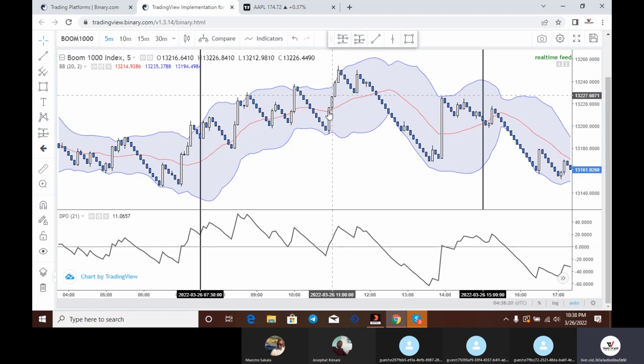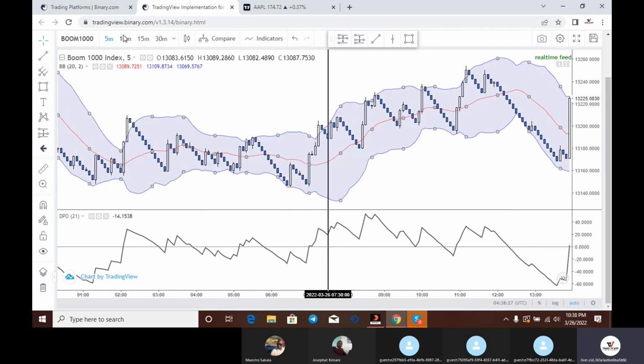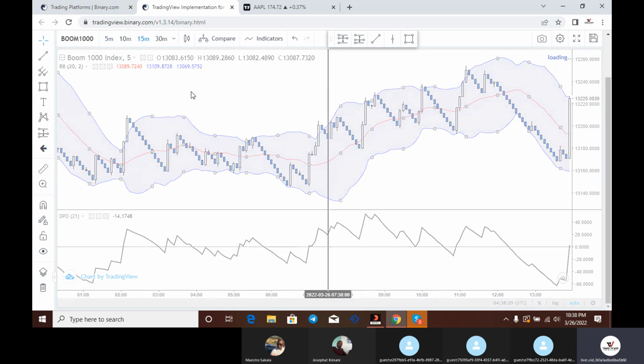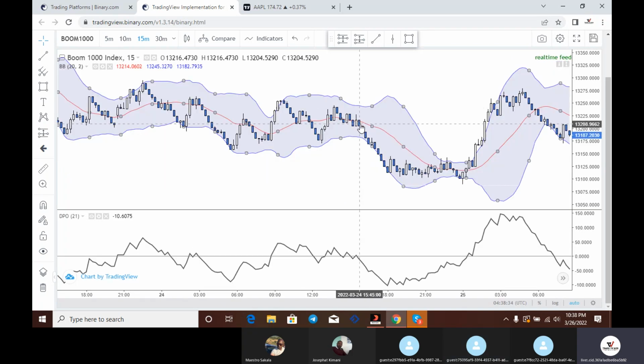Although it was good, 5-3 spikes, yeah, this was good notwithstanding. And then on that 15 minutes, which I prefer to take my entries on boom and crash, let me show you.